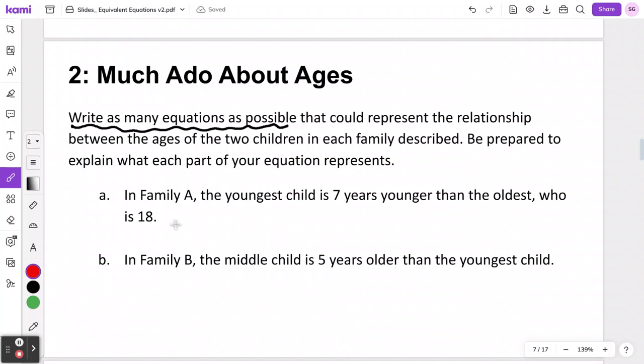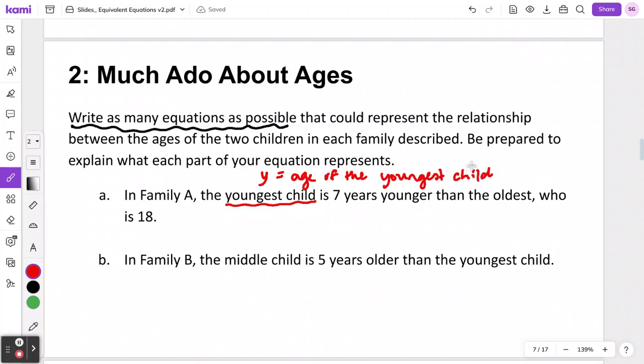So for family A, I'm told there's 2 children, the youngest child and the oldest child. I know the oldest child's age, but I don't have an exact answer for the youngest child. It just tells me the youngest child is 7 years younger, but that's not a specific age. Because I don't know this, this is going to be my variable, and I'm just going to use y to represent the age of the youngest child.